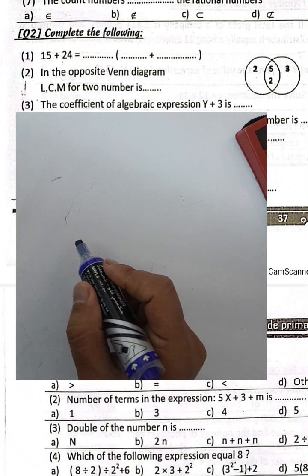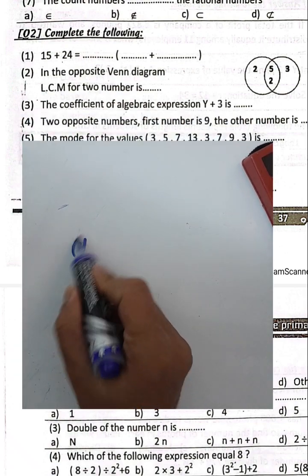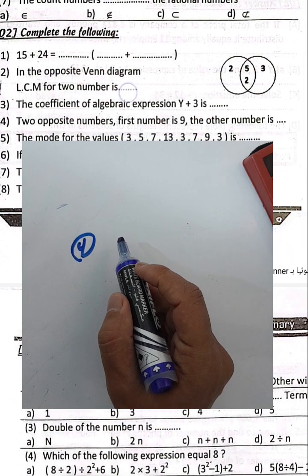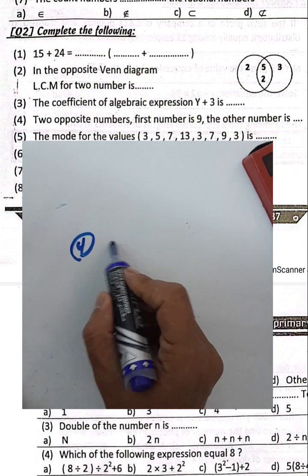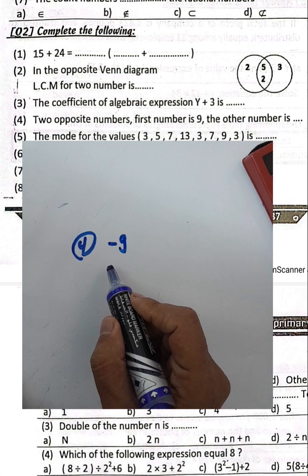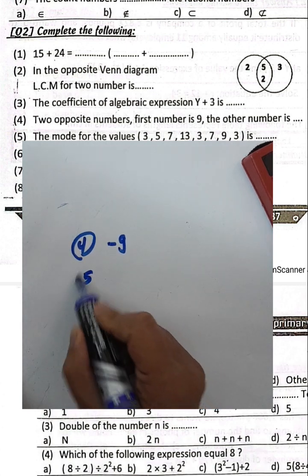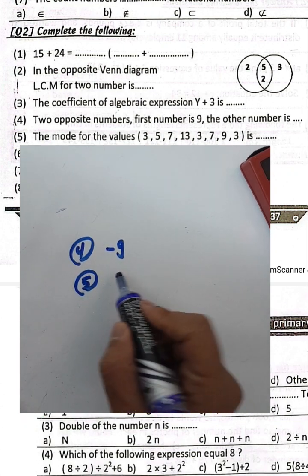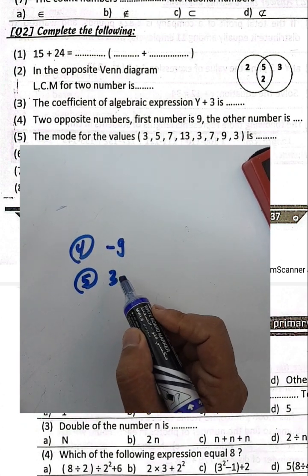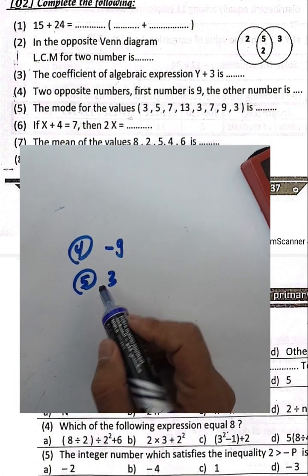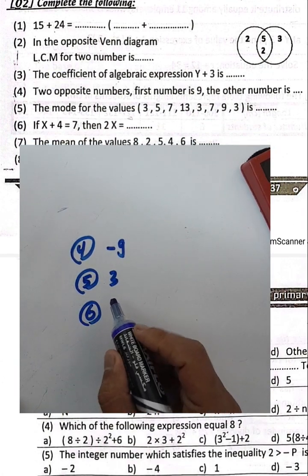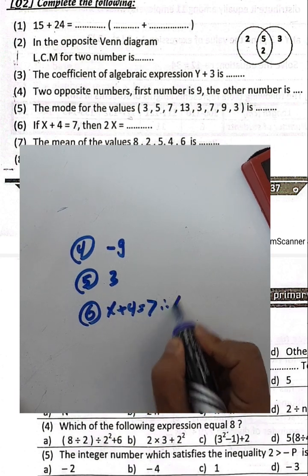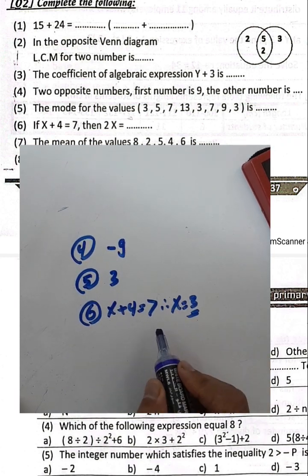Question number 4. Two opposite numbers: the first number is 9 and the other number will be negative 9. Negative 9 is the opposite of 9. Question 5. The mode for the values, we can write the mode here: 3. It's the most repeated here, 3. Question 6. If x plus 4 equals 7, then x will be 3, because 7 minus 4 will be 3.